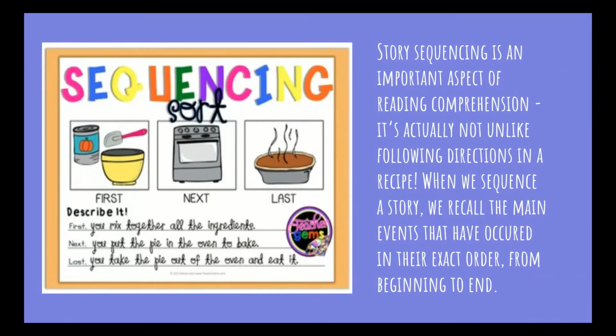All right. Story sequencing is an important aspect of reading comprehension. It's actually not unlike following directions in a recipe, which I mentioned earlier at the beginning of the lesson. When you sequence a story, you recall the main events that have occurred in their exact order from beginning to end. So just like reading a story, you want to know what happens in the beginning and middle and end. The same thing with following directions for a recipe, right?